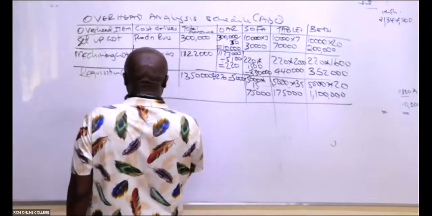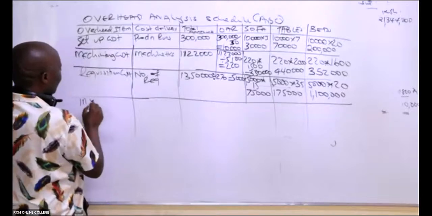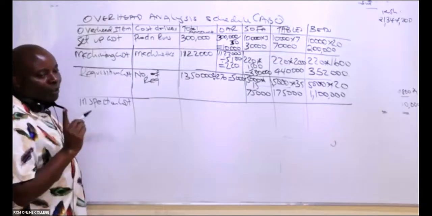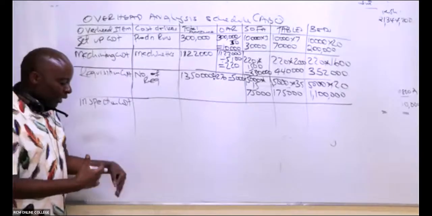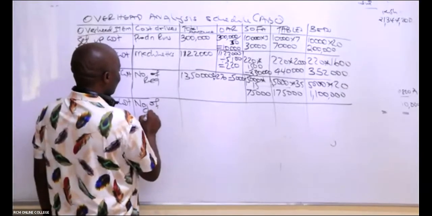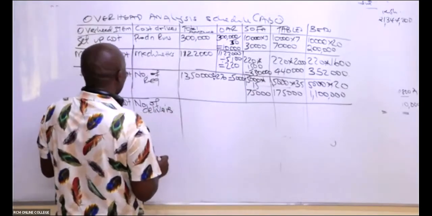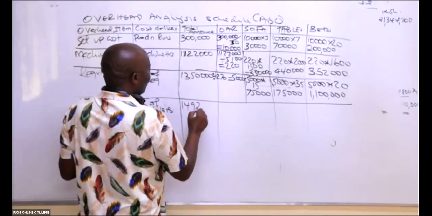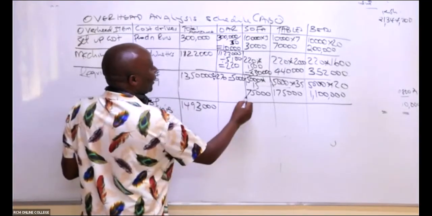What is the name of the next cost? Inspection cost. So what is the cost driver given for inspection? Number of deliveries. We deliver, they inspect. How much is the total amount of inspection cost? 1,493,000.